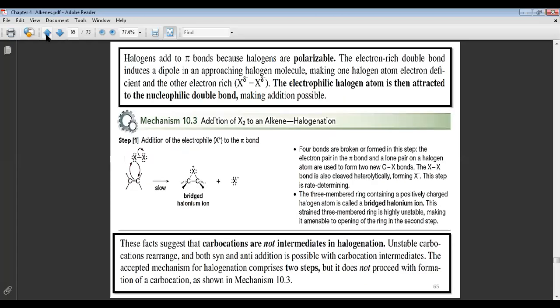Step number 1, the polarizability of the halogen makes the halogen partially positive and partially negative, and the double bond of the alkene will attack the halogen to make a bridge intermediate, the halonium ion. Then the negative charge will attack the carbon here or here to give you the final addition product of the alkene compound.